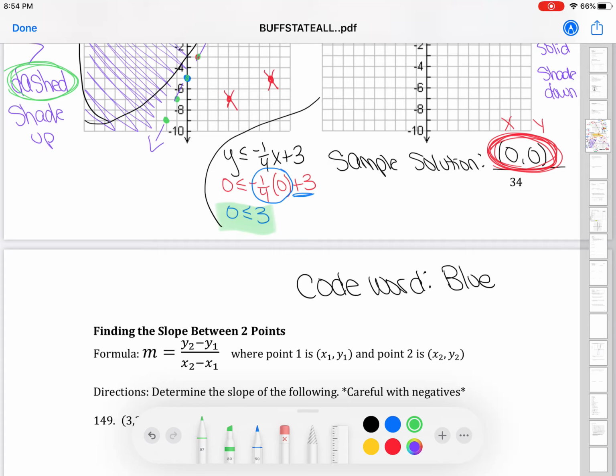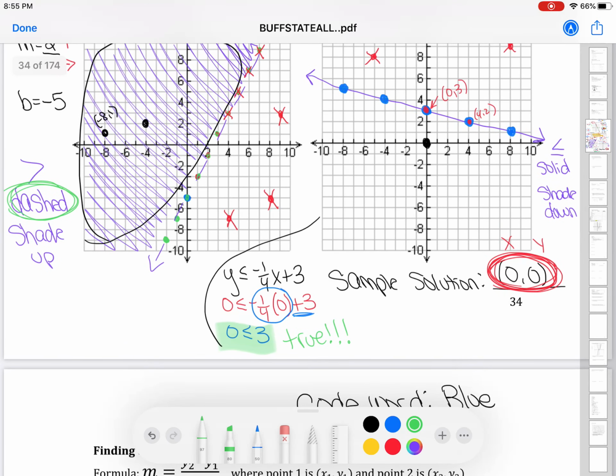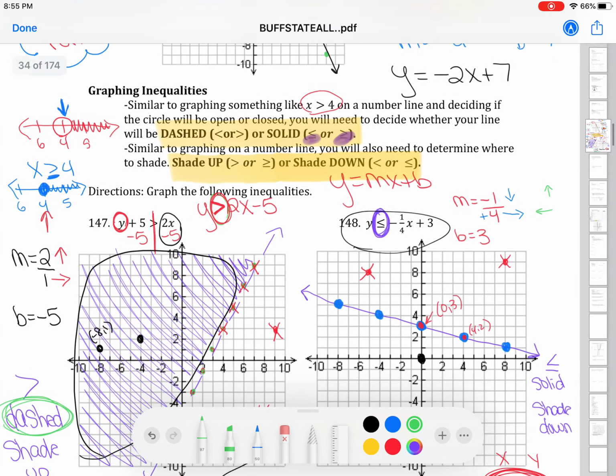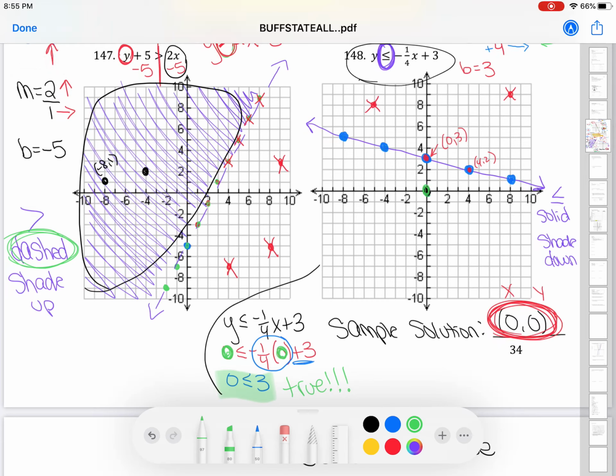Now look at what we have left here. 0 is less than or equal to 3. That is true. I hope we agree. 0 is in fact less than or equal to 3. It's smaller than 3, so that is a true statement. Because when I plugged in 0, 0 to my inequality, it worked, that means that the point 0, 0, this point right here, is in my shading. So that tells you that you're going to shade it down because you want that 0, 0 to be in your shading.